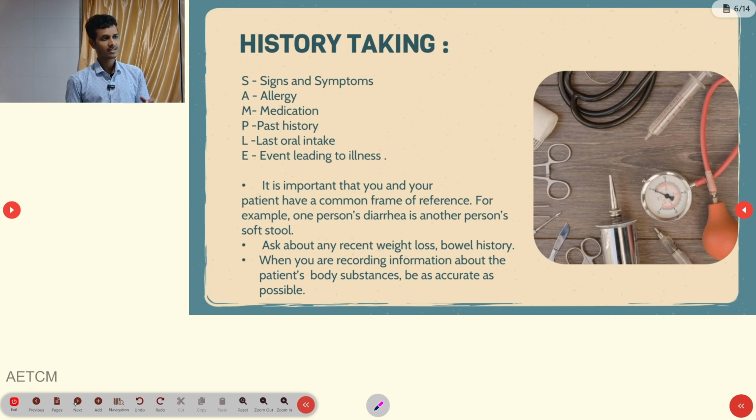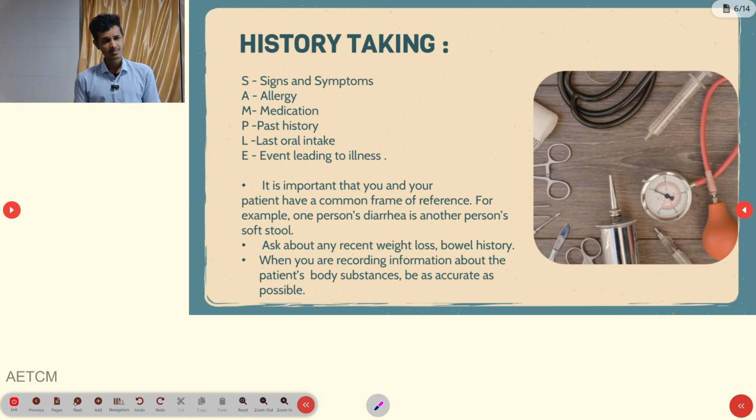Then, it is important that you and your patient have a common frame of reference. While assessing, we should be in a common frame, a common way of talking. Here we give an example: one person's diarrhea is another person's soft stool. Regarding bowel history, one person may have diarrhea, but for another person it will be like a soft stool. In another example, one person has a bowel frequency of 3 times per day, the other person 1 time per day. That is why, while taking a history, we have to take a proper history. That is one important thing.